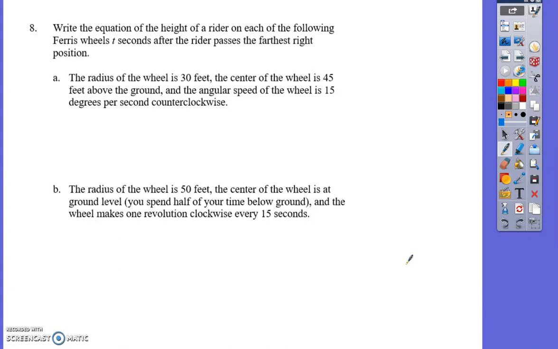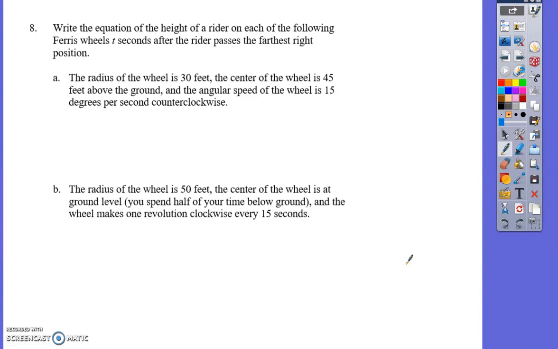And then we want to try some. These are other people's equations, and what you want to do is take a minute and read them carefully. This is what the quiz questions match: write the equations of the height of the rider in each of these situations. The radius is 30 feet, the center of the wheel is 45 feet above the ground, and the angular speed of the wheel is 15 degrees per second clockwise.